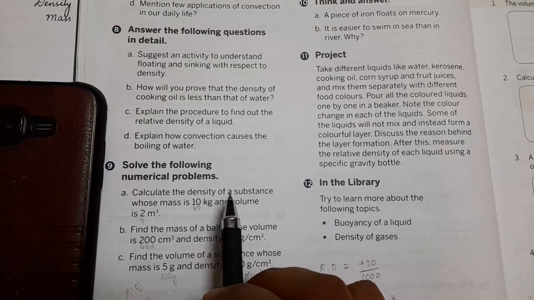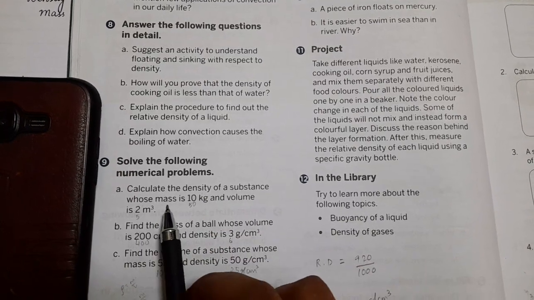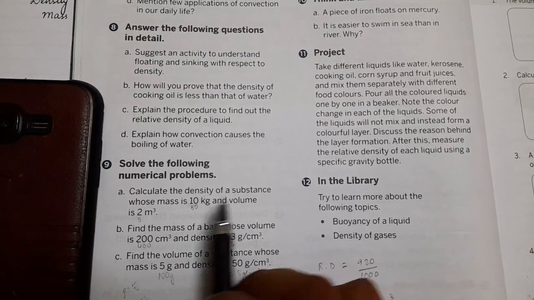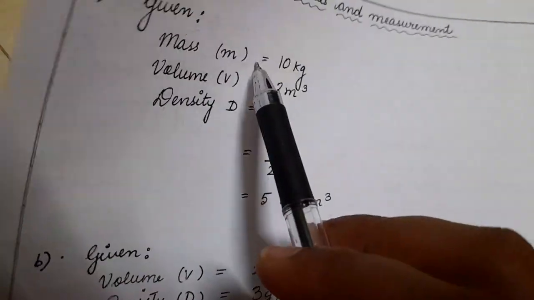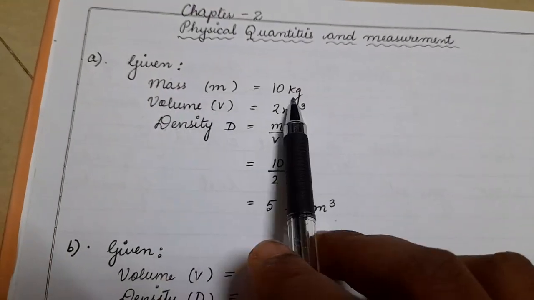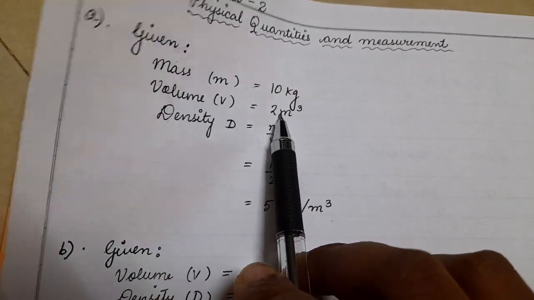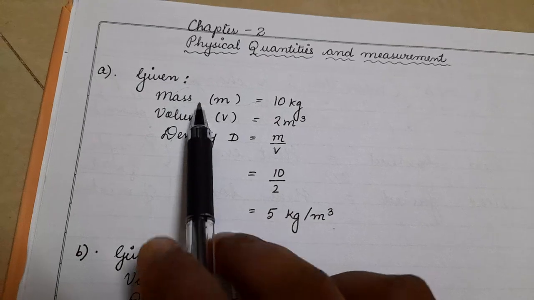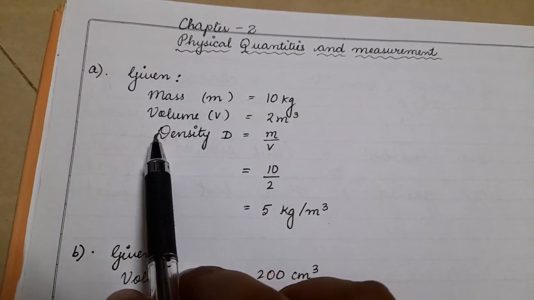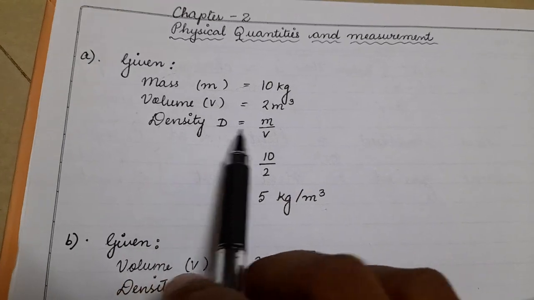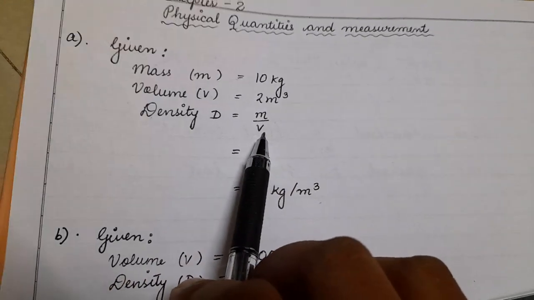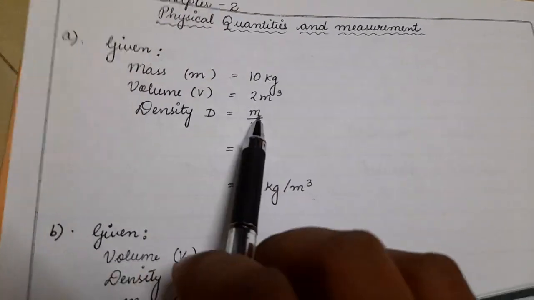Calculate the density of a substance whose mass is 10 kg and volume is 2 meter cube. So what is given? We have to find out the density of a substance whose mass is 10 kg and volume is 2 meter cube. This is given in the question. Simply follow the formula. The formula is density is equal to mass by volume.